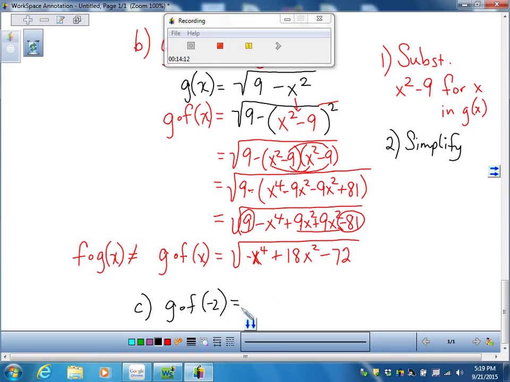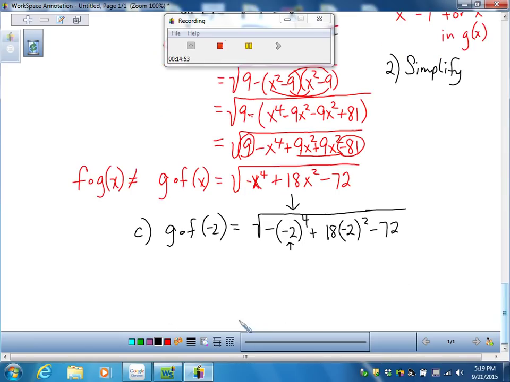So now we're going to take our g of f function that we just discovered, and we're going to plug negative 2 into that and see what we get. So for each x, we're going to replace with a negative 2. So we've got negative 2 to the 4th. Remember, take out your x, replace it with parentheses, plug your number into the parentheses, plus 18, parentheses, squared, plug a negative 2 in there, minus 72. Simplify.